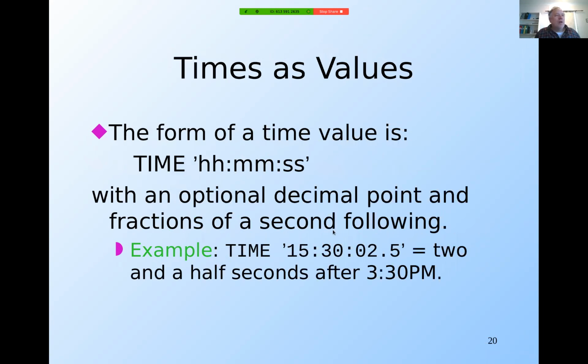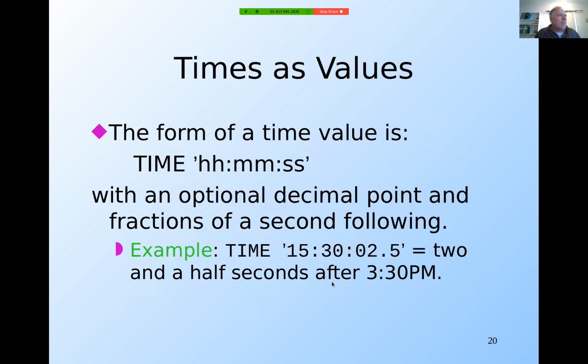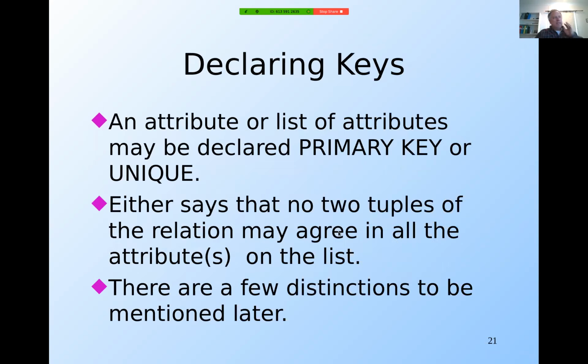Okay, time, you can also put in timestamps. So here's the time, and together they become a timestamp. The date plus a time is a timestamp. Okay, declaring keys. Now we'll get to something where maybe you should learn something. When we declare the primary key, it can be an attribute or a list of attributes, so you can have multiple ones. Basically it says that no two tuples in the relation may agree on all of the attributes on the list, if they're two distinct tuples.